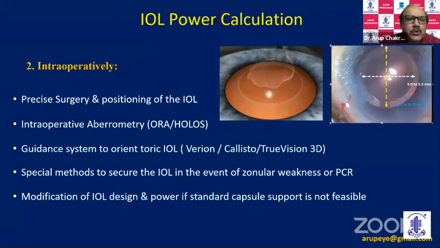So we also have heard that intraoperative aberrometry has pros and cons, and it does well. There are a lot of publications coming on this topic. I am sure we'll be hearing about these things from Dow, as well as the guidance systems to orient toric intraocular lenses. Many surgeons use them. There are many surgeons who don't use them. They just use the manual slit lamp technique, slit beam from the slit lamp to orient the toric intraocular lenses.